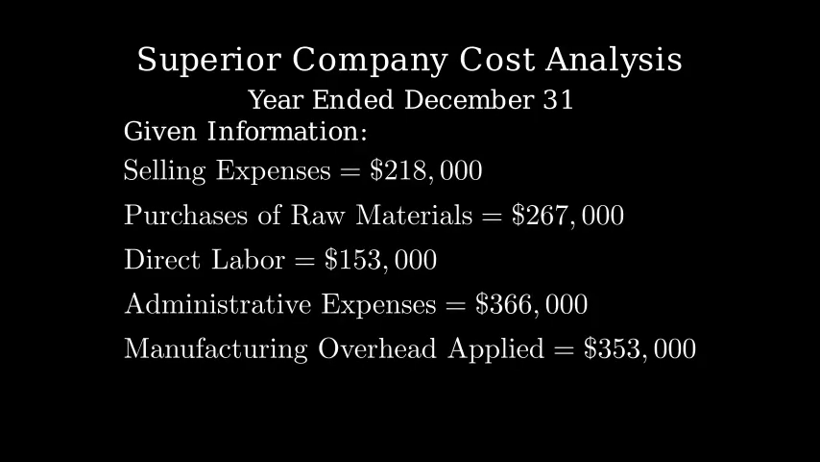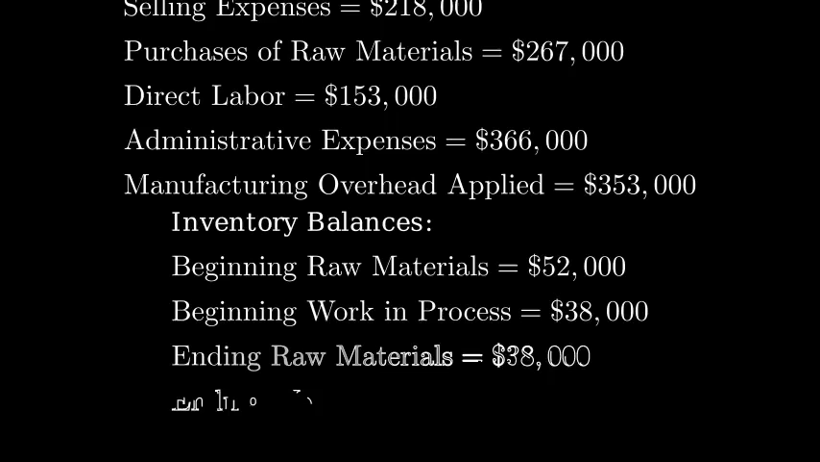We have selling expenses of $218,000, purchases of raw materials of $267,000, direct labor of $153,000, and administrative expenses of $366,000. The manufacturing overhead applied to work in process is $353,000. Let's look at the inventory balances.